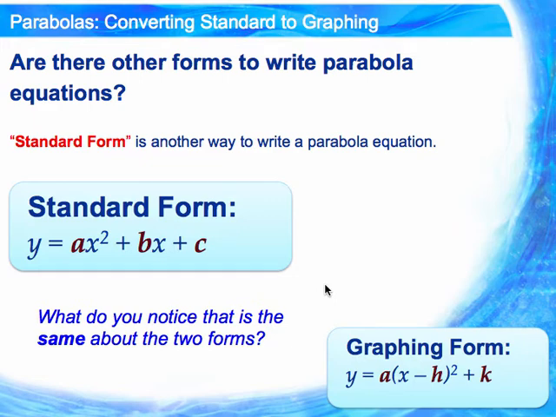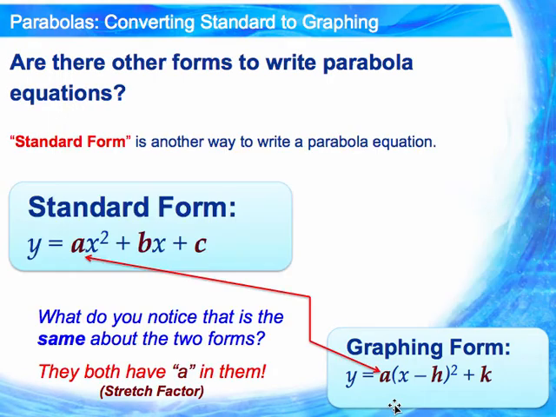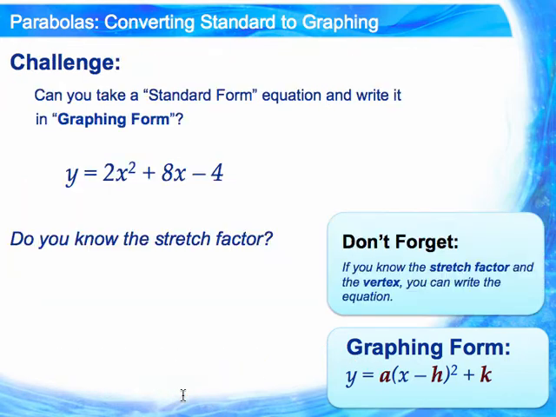Alright, what I've heard from other people is that these equations both have squares in them, which makes them both parabola equations, but more importantly that they both have the letter A in front. That is intentionally done that way because this A and this A are both the stretch factor in both equations. So if they both have the A and you know the stretch factor, you're already halfway there to finding the equation from a standard form equation and getting it into graphing form.